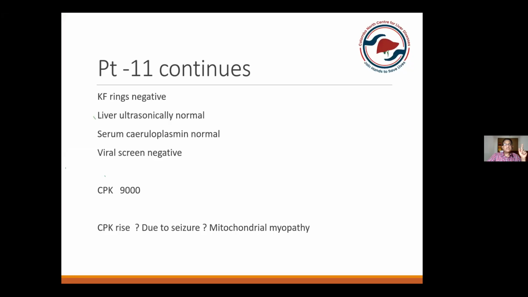If it is Wilson's with neurological features, we should see Kayser-Fleischer rings by now. Liver was ultrasonically normal. Serum ceruloplasmin was normal. Viral screen and autoimmune screen normal. But his CPK was 9,000. This is the catch. So CPK rise. He had this recent seizure, or whether it's a mitochondrial myopathy. So it fits into mitochondrial myopathy. So we are waiting for a repeat CPK to see whether the elevated CPK was due to the recent seizure.